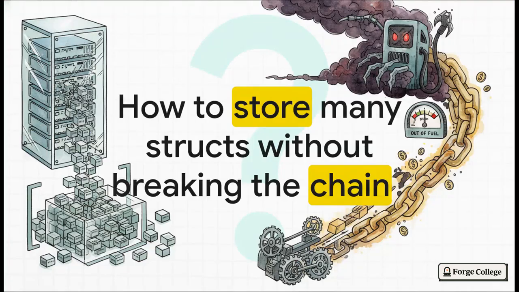So right out of the gate, here is the big question we absolutely have to answer. How do we store many structs without just completely breaking the blockchain? I mean, in traditional programming, you'd probably just throw a million items into an array and let your server's RAM sort it out. Easy, right? But in Web3 engineering, we're up against the ultimate villain, the gas spill. Every single time we store, move, or even just read a piece of data on-chain, we are paying for it. If our mechanical design isn't incredibly precise, our smart contract is going to quite literally run out of fuel.